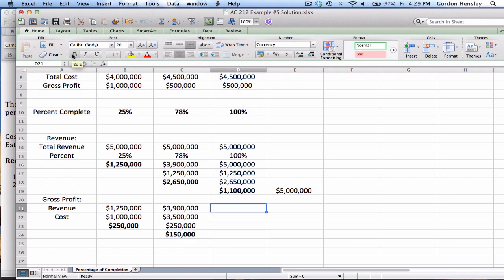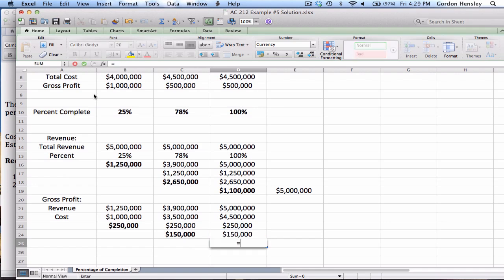Then I get over here to year three. At this point, total revenue, $5 million. What are my costs to date? The $4.5 million. But I've already recognized how much? I've already recognized $250,000 and $150,000. So that minus each one of these amounts will show me how much I can recognize in that year.